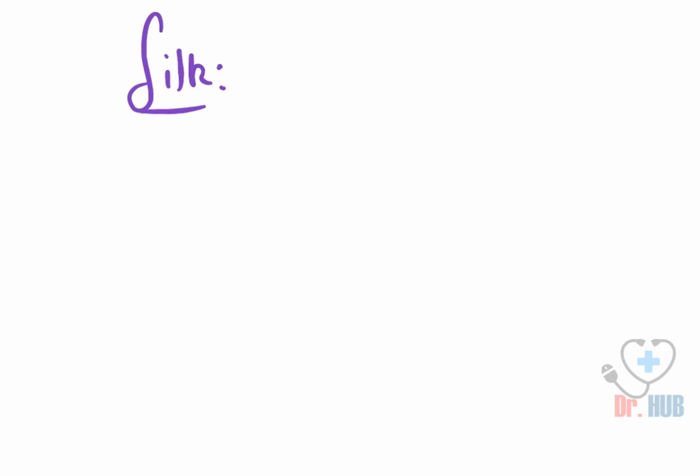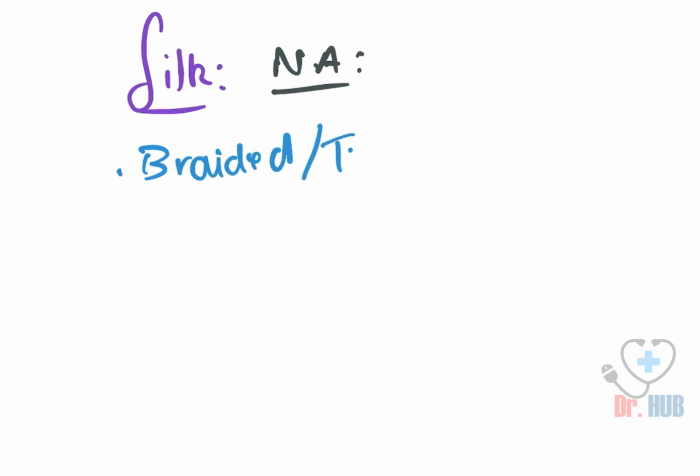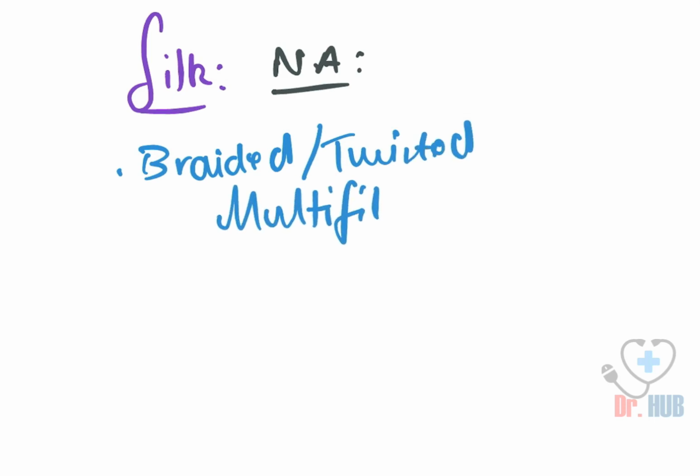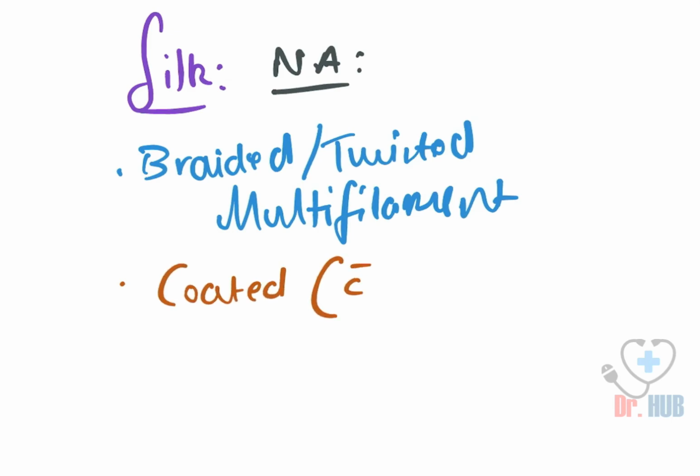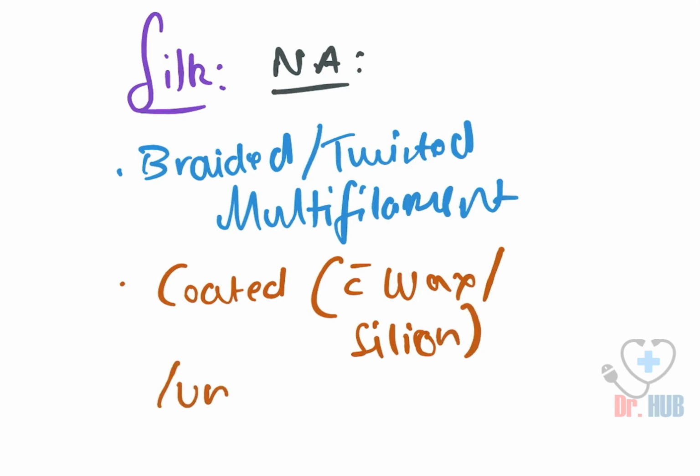So what is silk? Silk is non-absorbable as we first discussed, and it is braided as well as twisted multifilament, and the silk is coated. It can be coated with wax as well as silicone, and it can also be uncoated.